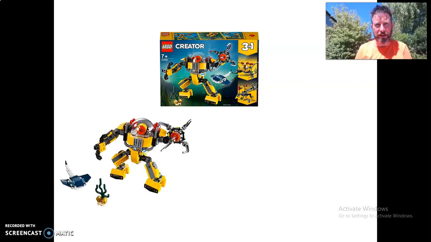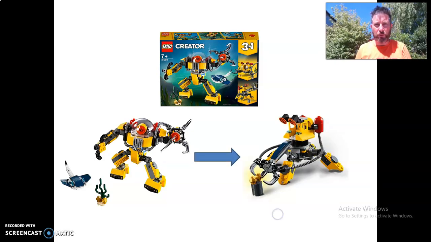Right, let's go back to our friend Lego again. We talked about this in activation energy. Here's my Lego creator set. It's an awesome bit of kit this. When we started out, we built the underwater robot. And then from that, we want to then build the underwater probe. Now, that's not that simple, is it?